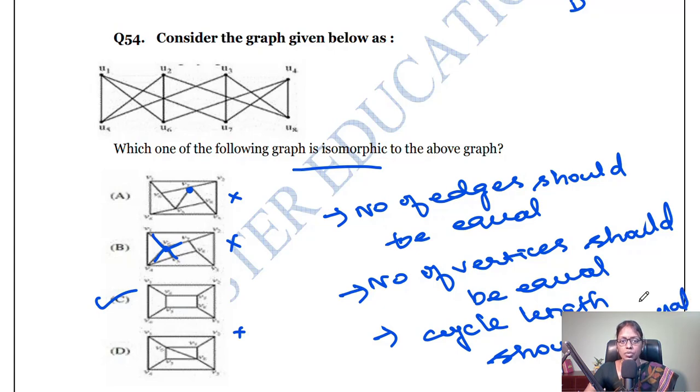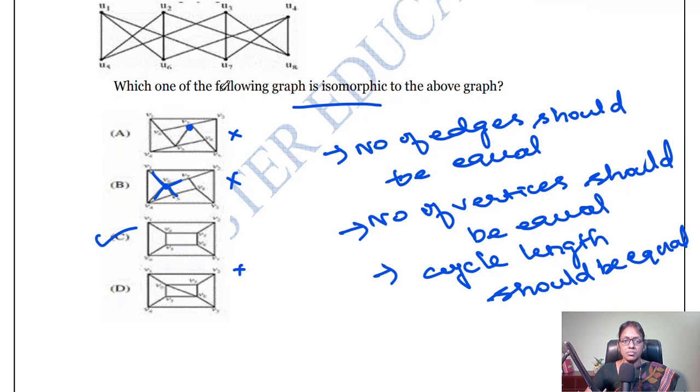Between the two graphs. So this is one graph and this is one graph. I am telling that this graph is isomorphic to this graph. When can I say this graph is isomorphic to this graph? If there are an equal number of edges present between these two graphs, an equal number of vertices should be present, and an equal number of cycle lengths should be present. Okay. So based on that, I am telling that C is the option.